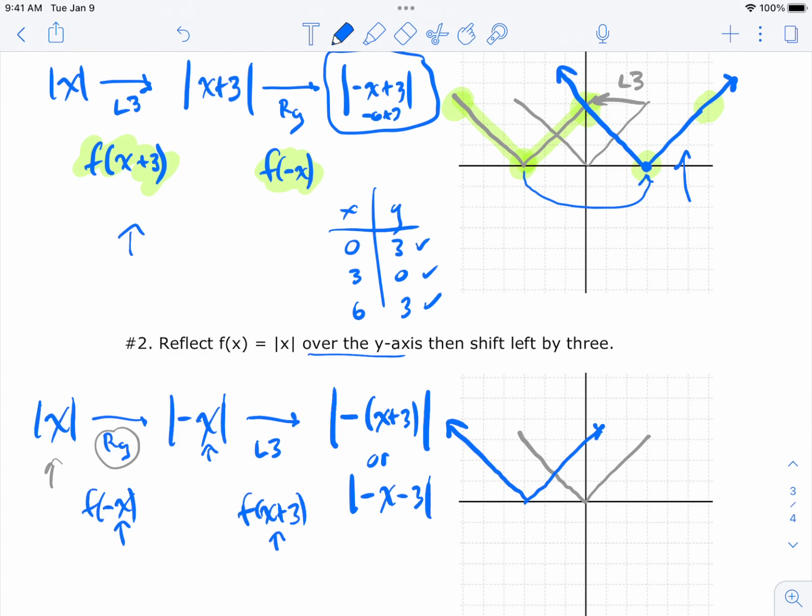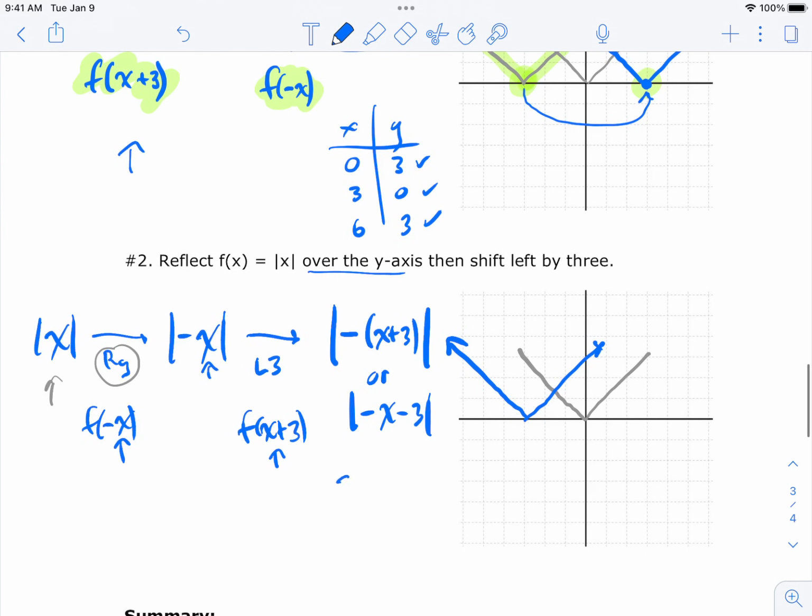And again, this function and this function are obviously different graphs, right? Different functions, different graphs. Let's just double check by plugging in, make a little XY table real quick. If I were to plug in x equals 0, I'd have negative 0 minus 3, which is negative 3, but then you take the absolute value and you get 3. Yep, that's that point.